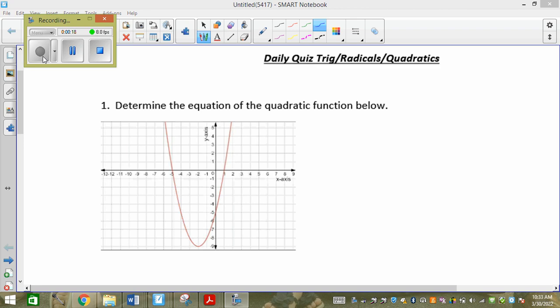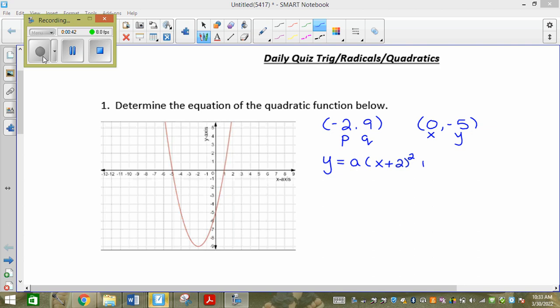Vertex form. So we know that we have -2 and -9 as our vertex, so we're going to label it p and q. Then we can pick any other point. Often on a test they'll bold it, so just pick whichever one it is. I'm going to pick 0 and -5, and then I'm going to label that my x and my y. So I get y equals a times x minus a -2, so it's actually x plus 2 squared, plus... minus. Yep, realize that after.